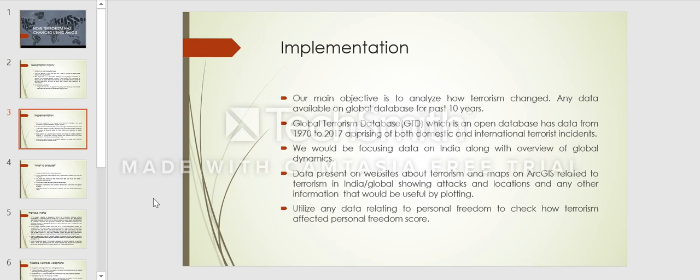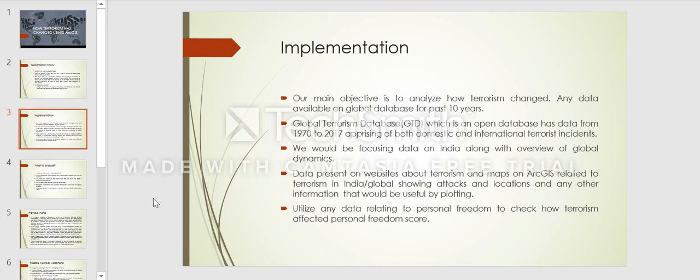Our main objective of the project is to analyze how terrorism has changed. So any data available on a global database or any database for the past 10 years would be an ideal data set for us. The Global Terrorism Database, GTD, which is an open database, has data from 1970 to 2017, comprising both domestic and international terrorist incidents. We would be focusing the data on India as well as an overview of global dynamics worldwide.